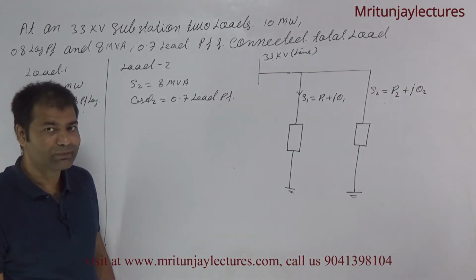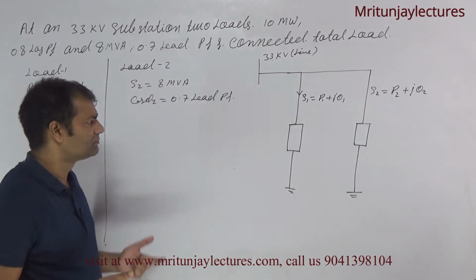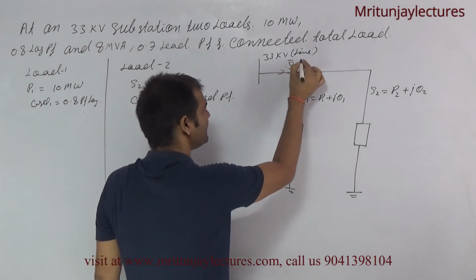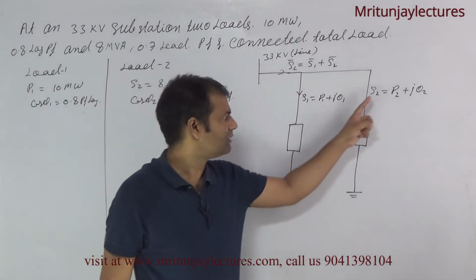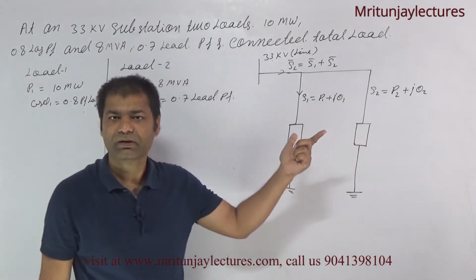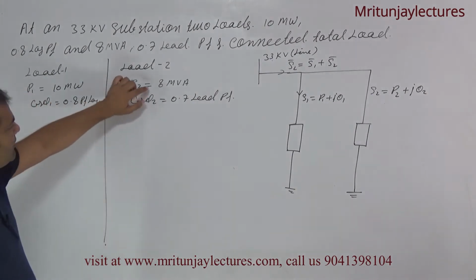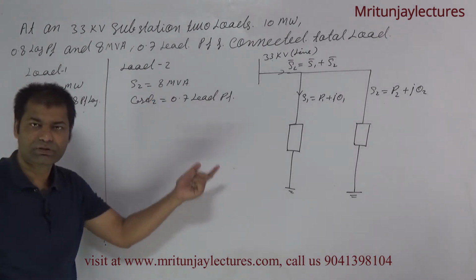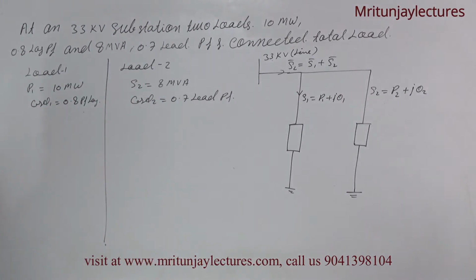Now, what about the total load? The first question is, what about the total load? Total load means SL, and SL means S1 plus S2. If we determine P1 and Q1 and P2 and Q2, then we can determine SL, the total load. Here, I know P1. What about Q1? I don't know. What about P2 and Q2? I don't know. How to determine them? Our motto is how to determine P1, P2, S1, Q1 and Q2.